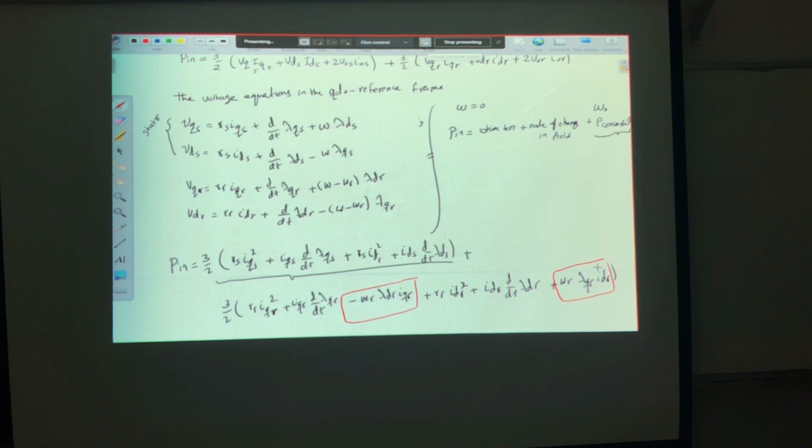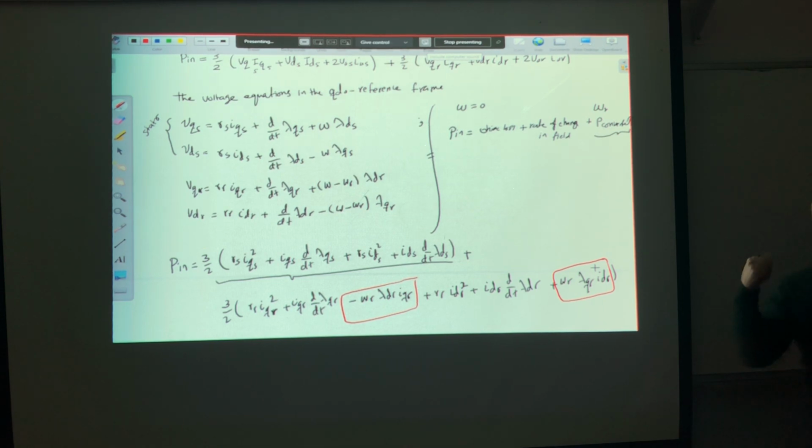Good. If omega is not zero, does it contribute? No. By the way, the output is omega r multiplied by the torque. Omega here is something virtual. I'm assuming my reference frame is rotating by an arbitrary speed. Now I'm assuming my reference frame is rotating by zero speed. I can also derive the same expression if I assume omega equal to omega r.